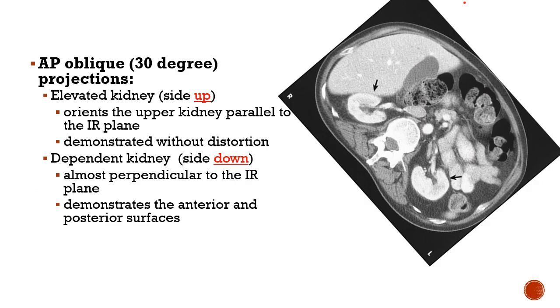I took the cross-sectional view of the kidneys and turned it up to a 30-degree oblique to show something. I want to point out that with an AP oblique projection, if you were to have the right side up, in other words, the right kidney is elevated, it's going to orient that upper kidney so it is parallel to the image receptor. If the image receptor is down here, it'll be parallel to it. On the other hand, the dependent kidney, which is the side down, would be almost perpendicular with the image receptor plane.